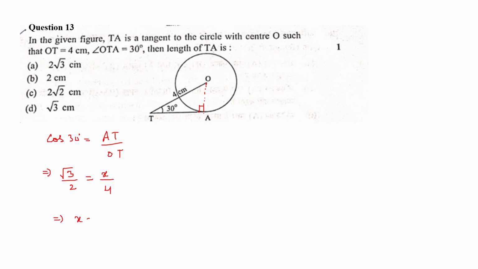So the value of x will be root 3 by 2 into 4. If I am transposing it, so 2 2s are 4. So answer is 2 root 3 centimeter. So A will be the correct answer. Now moving to next question.